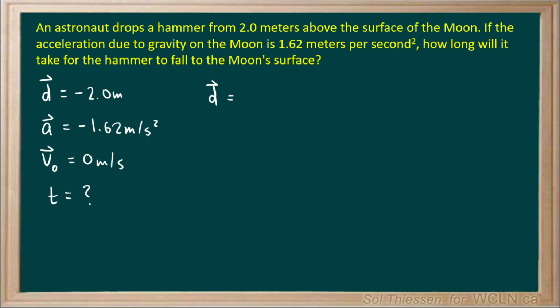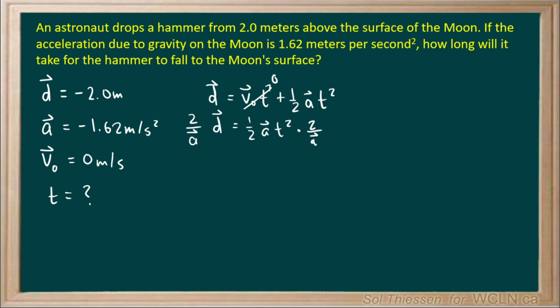Displacement is equal to initial velocity times time plus 1/2 times acceleration times time squared. We know initial velocity is 0, so this term will be 0. We'll have displacement equals 1/2 acceleration times time squared. Multiply both sides by 2 over acceleration to leave us with 2 times displacement over acceleration equals time squared.